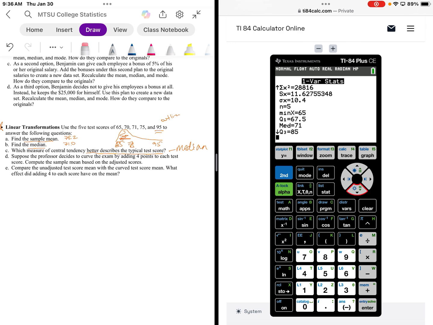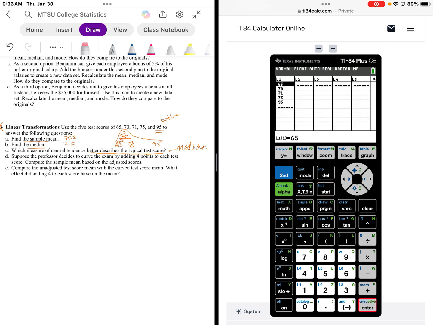All right, next part. Suppose the professor decides to curve the exam by adding 4 points to each test score. Compute the sample mean based on the adjusted score. All right, let me show you a trick in the calculator. Get back into that table. Don't add the 4 by hand. I'm going to show you a little technique that will help speed things up when you're trying to do something like this, adding 4 to everything.